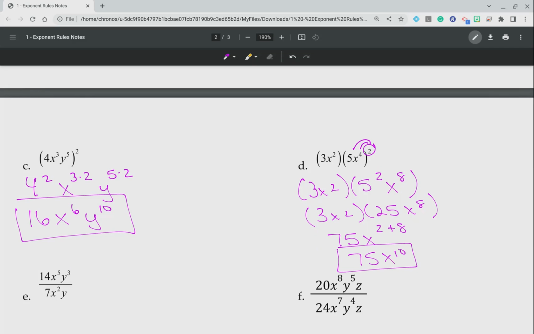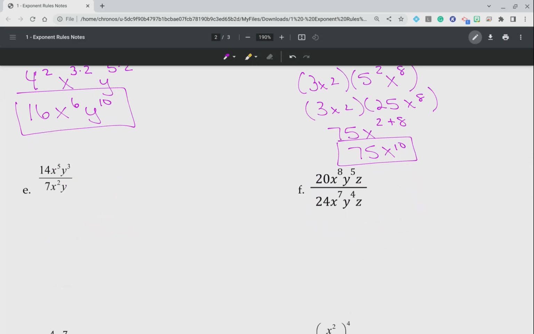All right, now we're going to move on to some division here. So just like we talked about before, the coefficients, we're still following those regular rules. 14 divided by 7 is 2. But my exponent rule with quotient states that I subtract the exponents. So this is going to be x to the 5 minus 2 and y to the 3 minus 1. Because remember, if there's nothing written there, we just assume it's a 1. So for this one, we have 2x to the 3rd, y to the 2nd.